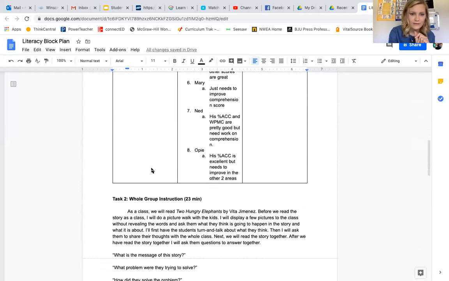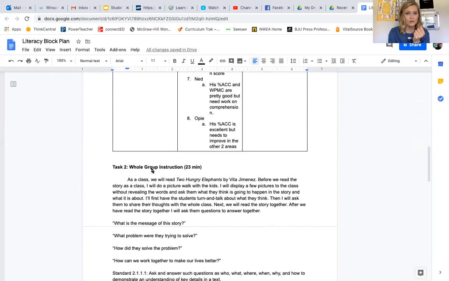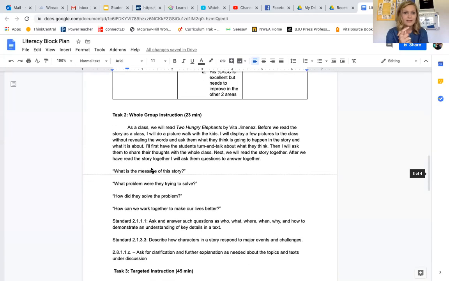And then if we go down here, we have our task 2. Hopefully this would take about 23 minutes. As a class, we will read Two Hungry Elephants by Vida Jimenez. But before we read the story as a class, I'll do a picture walk with the class. What that means is that I will show them the pictures of the story and the cover, but I will not reveal the words to them, and they have to think about what's going on in the story.